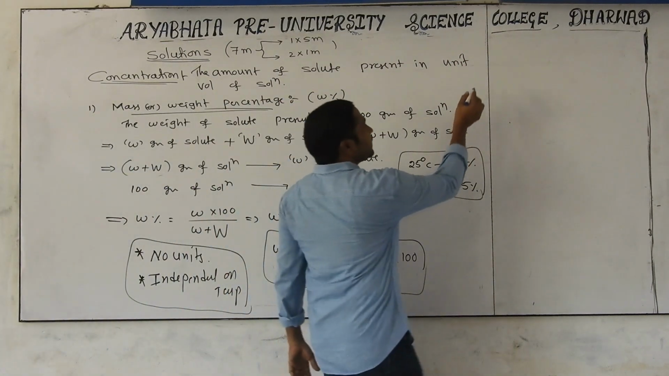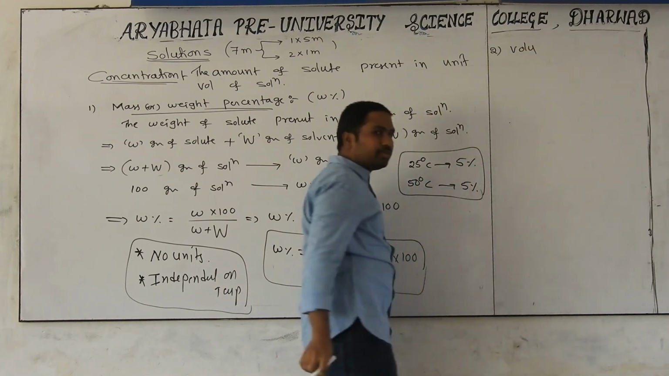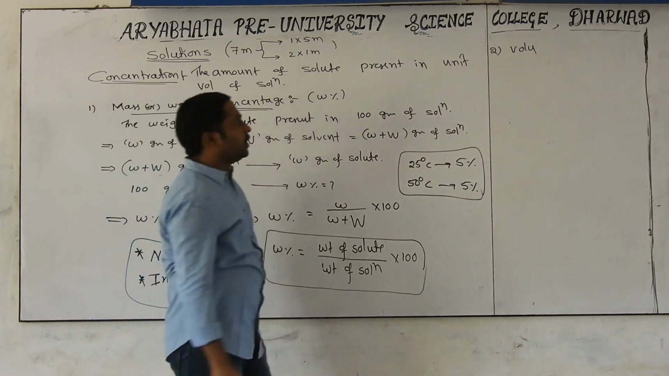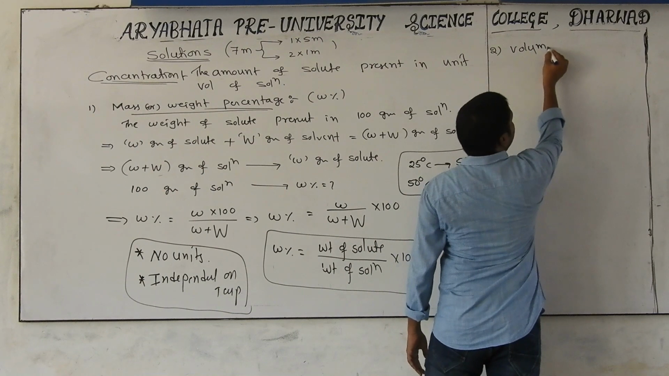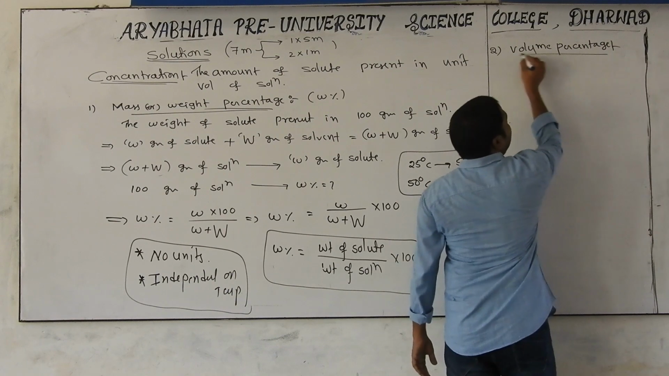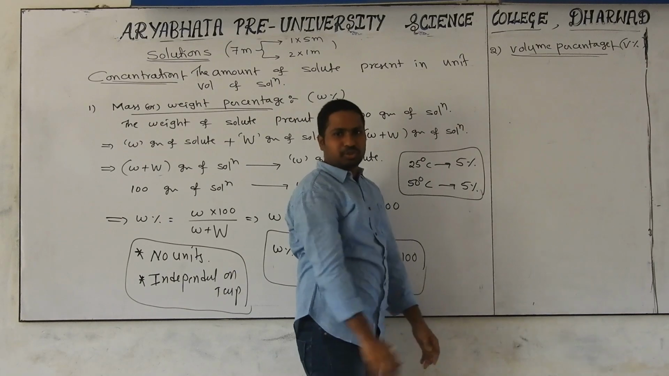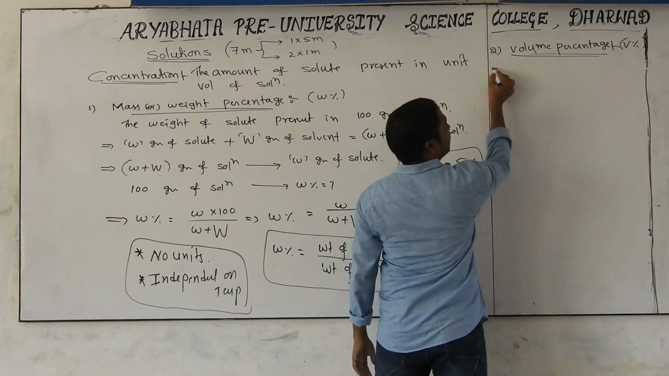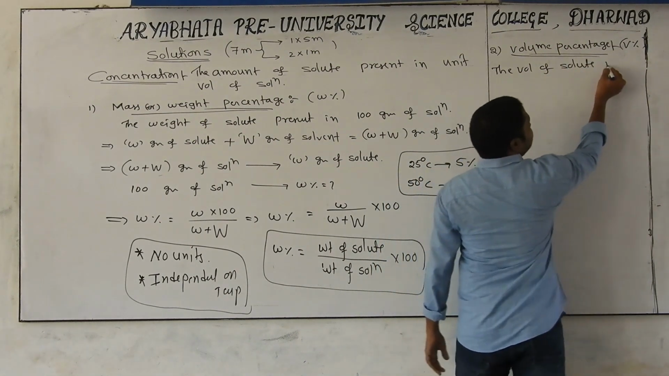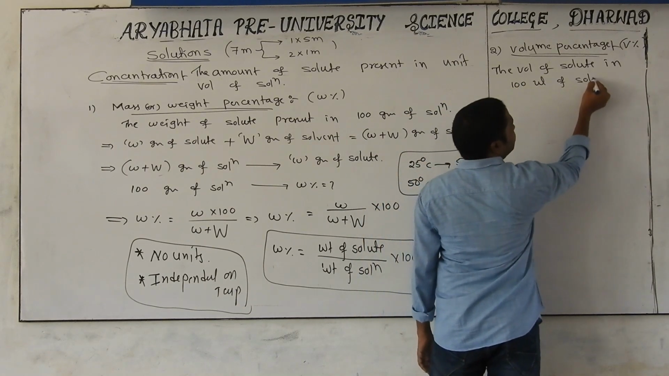Now we are discussing the second term, volume percentage. What is the formula for weight percentage? Weight of the solute by weight of the solution into 100. Now we are discussing volume percentage, denoted by V percentage. What is the definition of this? It is the volume of solute which is present in 100 ml of solution.